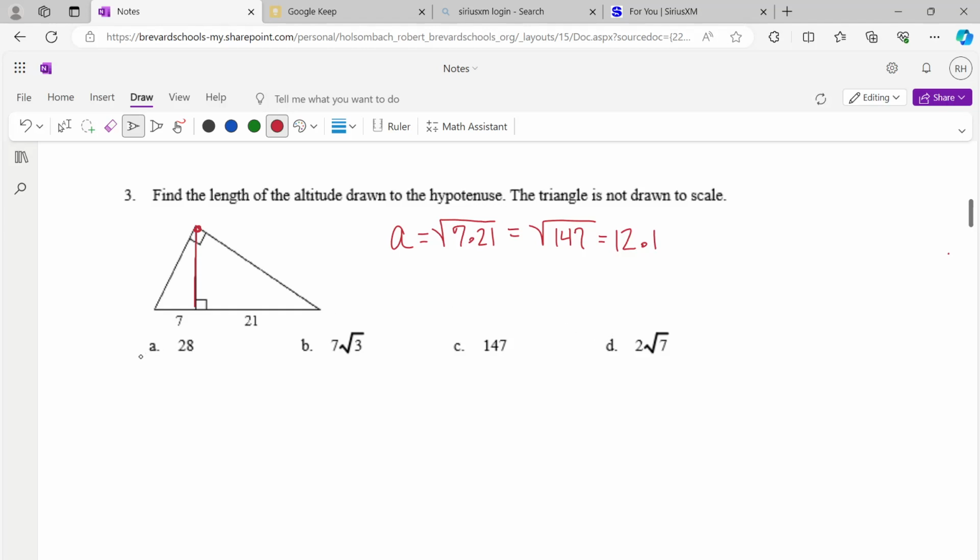All right, so again, it's not 28 and it's not 147. If we take 7 times the square root of 3 and hit equals, I get 12.1. So this is equivalent to 12.1. Our answer was 12.1, so we're going with answer choice B. If you want to practice, type 2 times the square root of 7, and I get 5.3. So it's not answer choice D either.